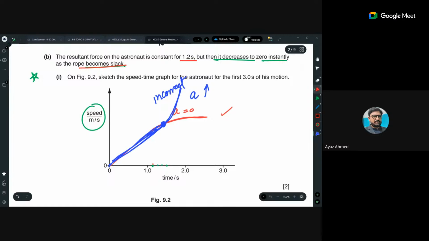Red one is the correct one. So 1 mark is for its straight part, and 1 mark is for its curved path. So you people can decide how many marks you have scored from this question.